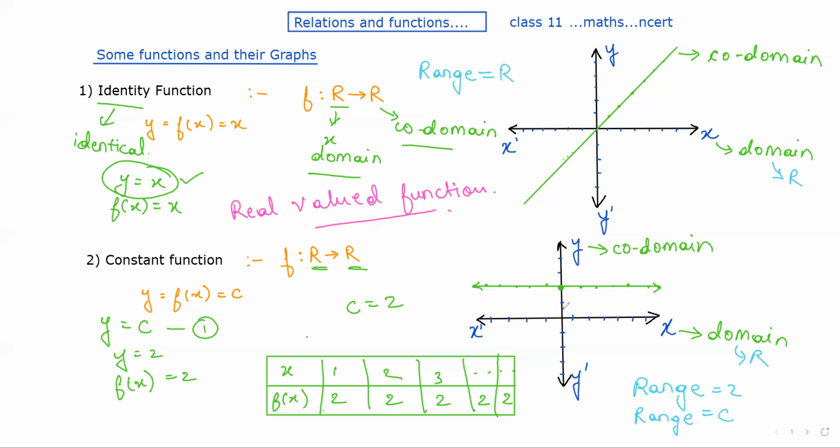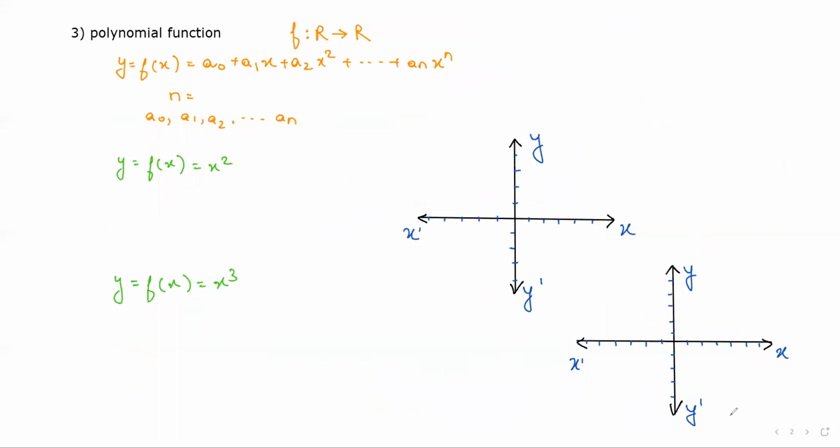Codomain would be all the possible values of y that you could get, and actual range is the value of y that you get after placing all the values of x. So the image of these x is your range.